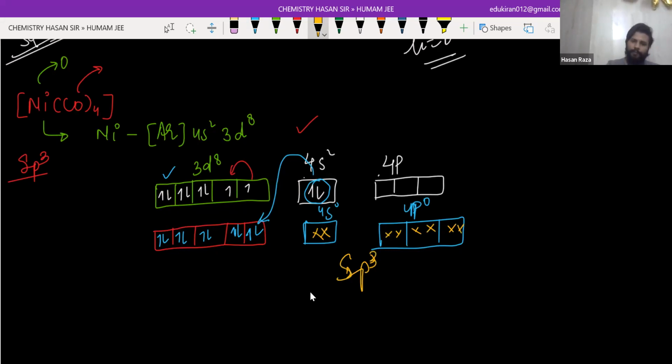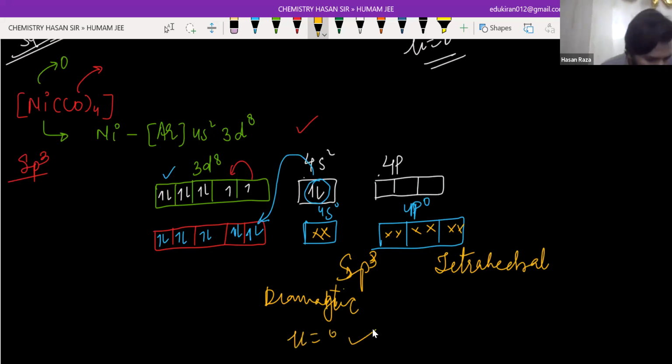Yes. And there is no unpaired electron, so it is diamagnetic. Also, when you have this hybridization, the geometry will be tetrahedral. Diamagnetic, so mu will be equal to 0.